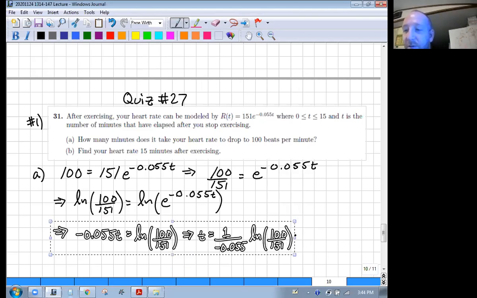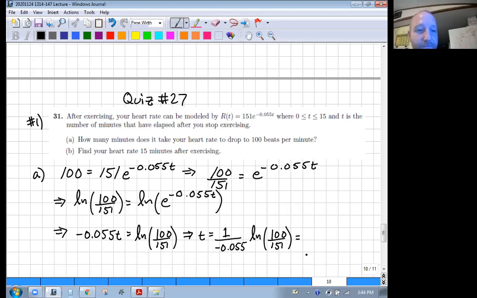And let's plug this into our calculator and see what we get. 100 divided by 151. Now we take the natural log. Now we divide by 0.055. And we get 7.49 minutes. So you'll follow that in part A.